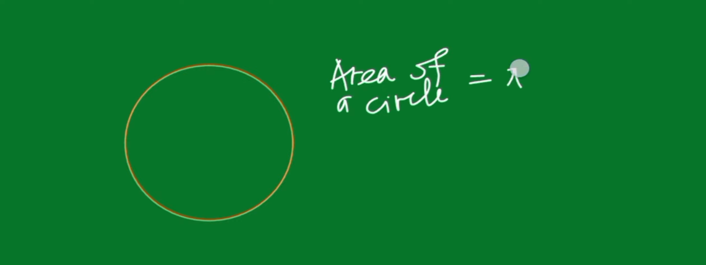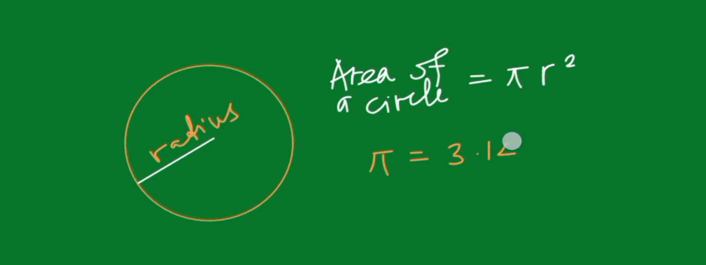First, the formula for the area of a circle is pi r squared. R is the radius of the circle, while pi is a mathematical constant which is approximately equal to 3.14 or 22/7. Now let us see how this works in different types of questions.